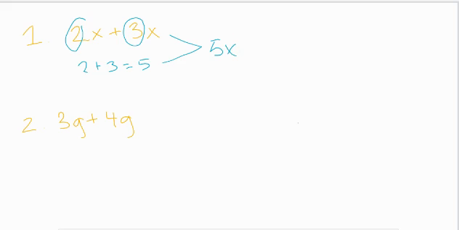In number 2, we're just going to do the same thing. We're going to add the coefficients. It's the exact same method. Don't be scared by the different variable. A variable can be any letter or symbol. So we're going to do the exact same thing that we did. We know that 3 plus 4 is 7. And using this logic, we know that 3g plus 4g equals 7g.